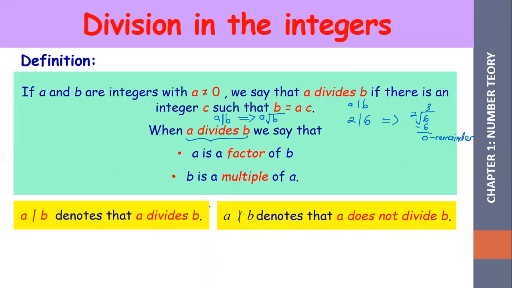So if A does not divide B, we use this symbol. For example, 3 does not divide 4. Why? Because 4 divided by 3, the remainder is not 0, which is not completely divides. Completely divides means the remainder is equal to 0, right?